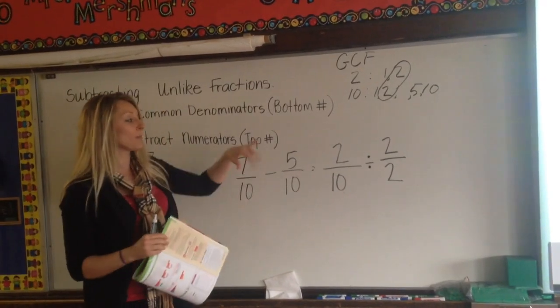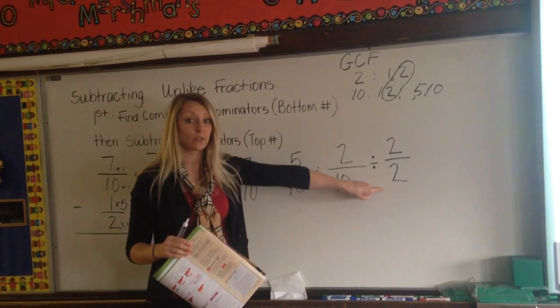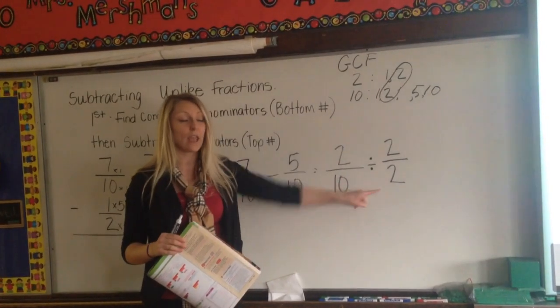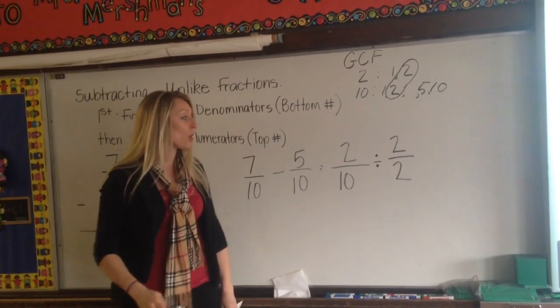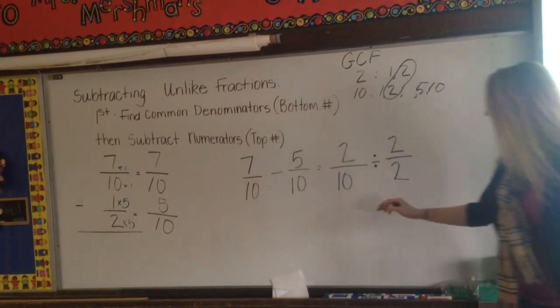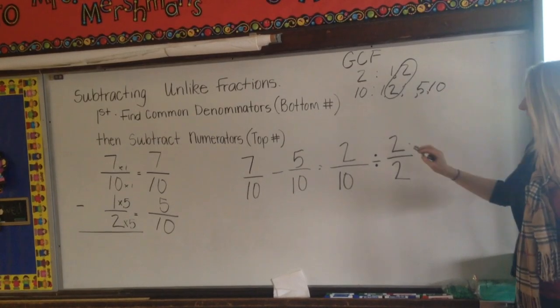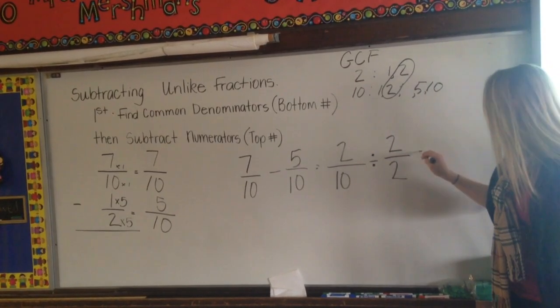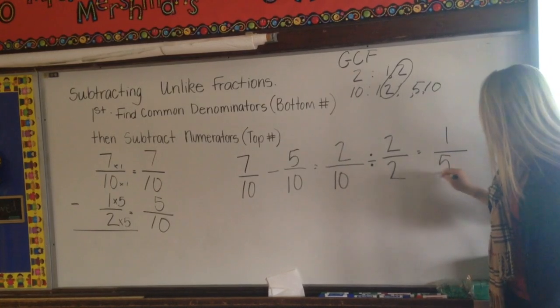So that's why I'm reducing this fraction by dividing by 2/2, which is equal to 1. Anytime I divide by 1, I get itself. So if I take 2/10 divided by 1, or in this case 2/2, I ask myself, 2 divided by 2 is 1, and 10 divided by 2 is 5.